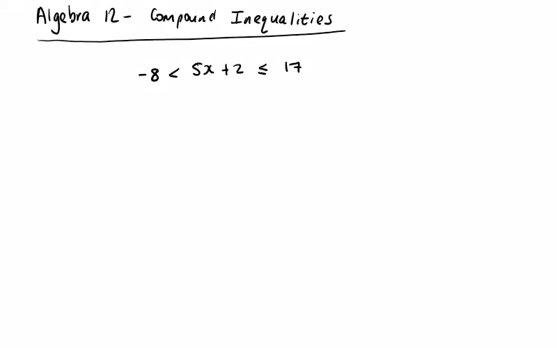So, Algebra 12, compound inequalities. I was talking in Algebra 11 about restrictions, so now we are going to have kind of restrictions, and that's what makes compound inequalities different from inequalities. There will be no arrow on the number line. So how do we solve this?